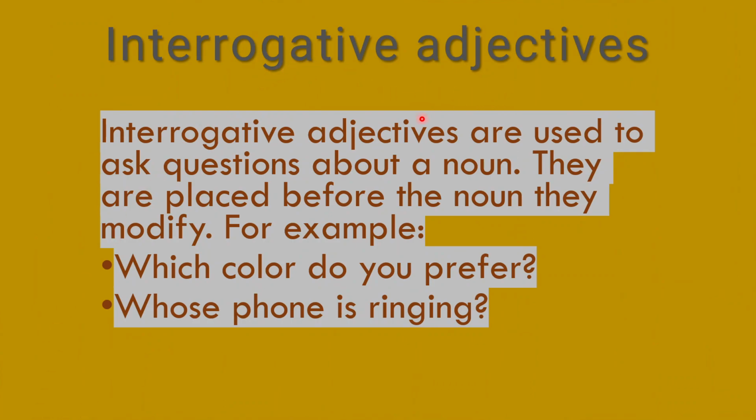Interrogative adjective. So what are interrogative adjectives? Interrogative adjectives are used to ask questions about a noun. They are placed before the noun they modify, for example, which color do you prefer? The simple thing I can say for interrogative adjective is you can just recognize the question mark. Interrogative sentences you all must have heard. In that also, you all have to just identify the WH word as well as the question mark.